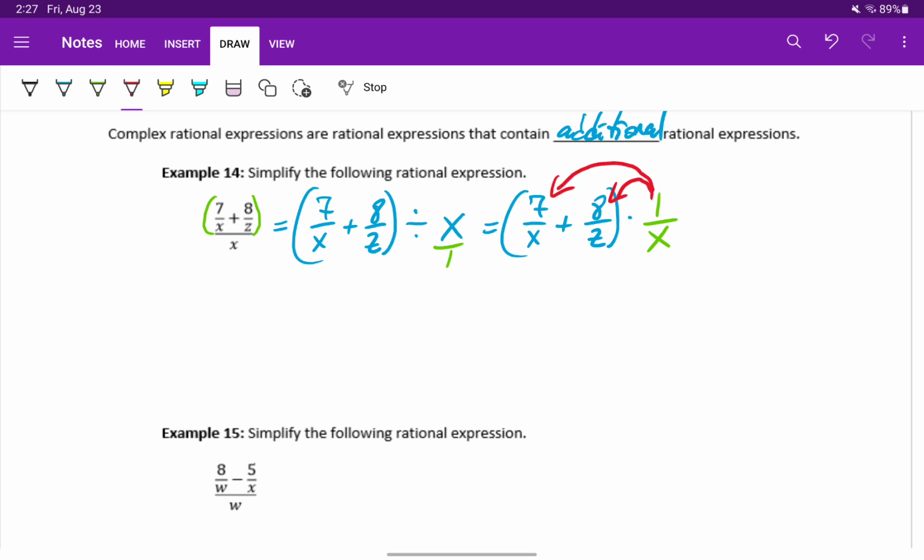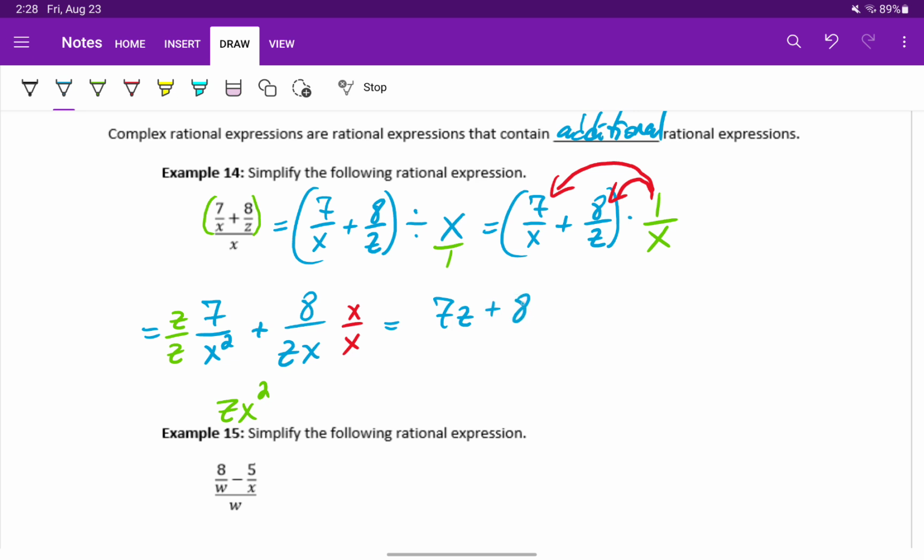1 over x will distribute through to both of those terms, leaving us with 7 over x squared plus 8 over zx. From there, we need to update each rational expression to get the common denominator, which in this case will be zx squared. We'll multiply the first term by z over z, and the second term by x over x to get 7z plus 8x all over zx squared.